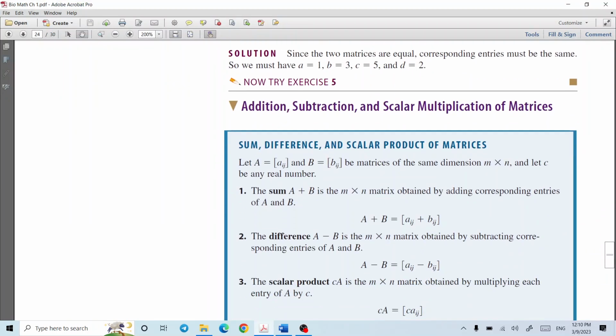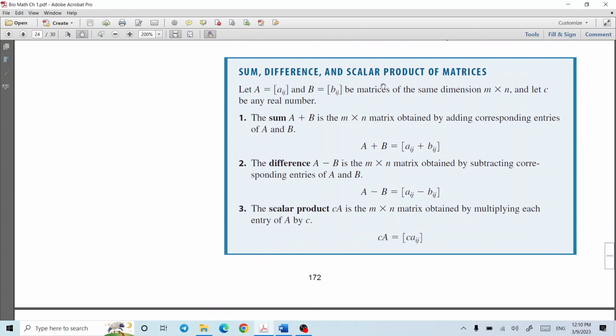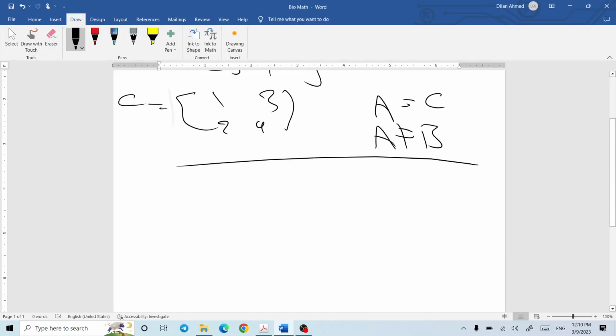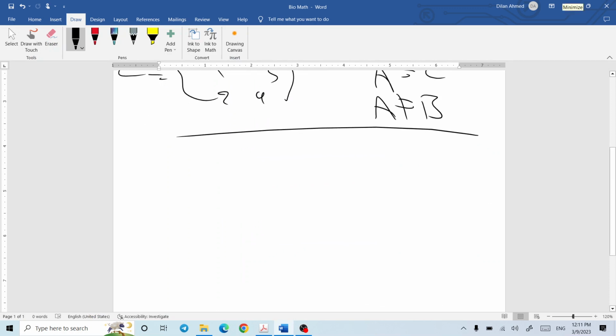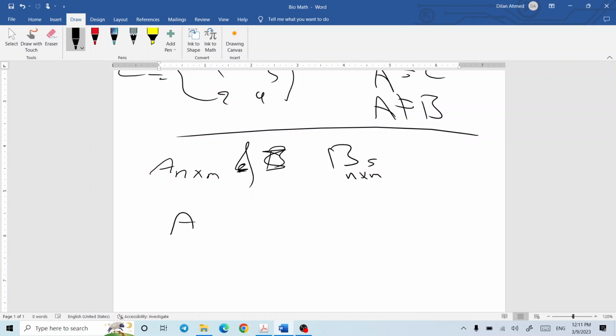How about the second one, the sum, difference and scalar multiplication? Now let me give you the definition of the sum, difference and scalar product. For adding or subtracting two matrices, you have one condition, dears. What's the condition? The condition says that A is M by N, and we have B with M by N, then we can say A minus B or A plus B.